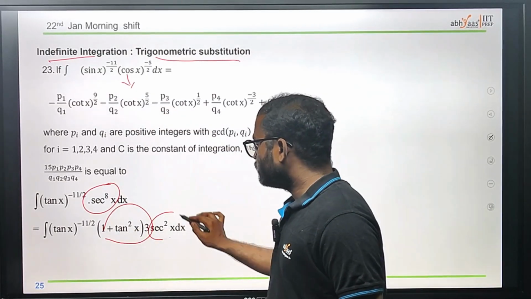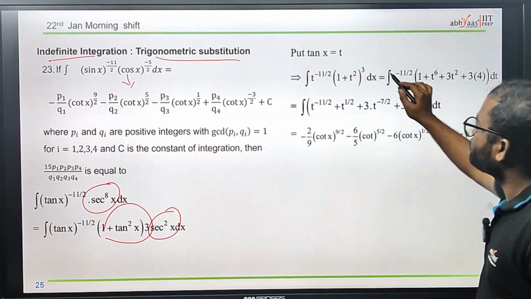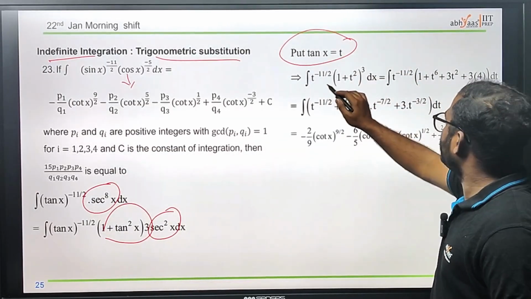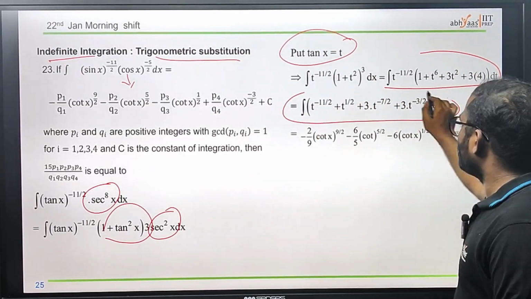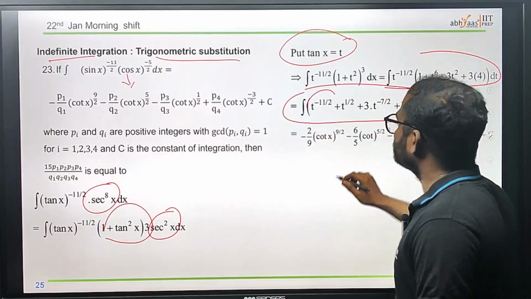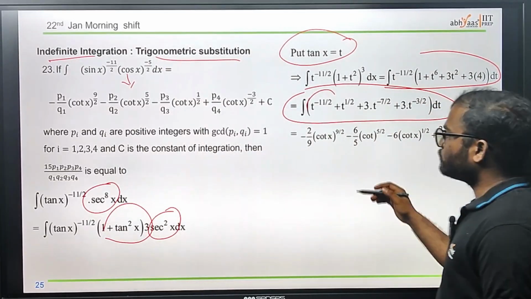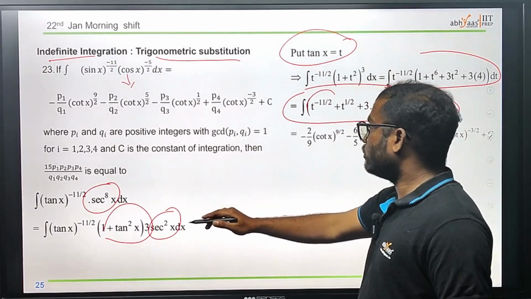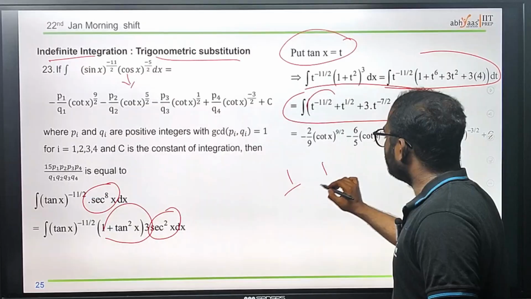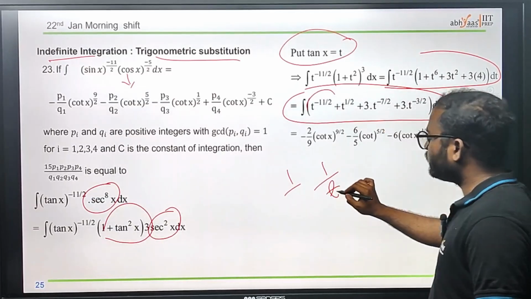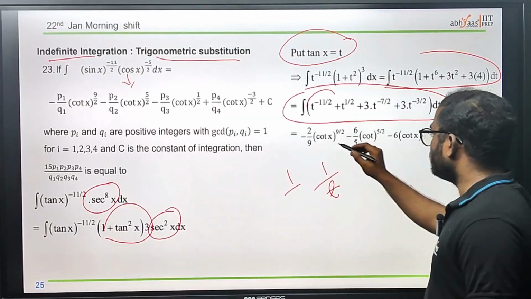Now just put secant square x as t or u by substitution. By substitution we will have this type of situation. Just multiply, and we will have this type of situation. Now this is a simple one, you can easily do that. After that, doing the integration, just substitute what we have for tan. We know that 1 by tan will be cot. Since we have 1 by t, substituting tan here we will have 1 by tan, and that will be cot x. Similarly we got this one.